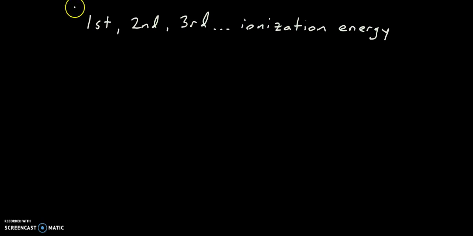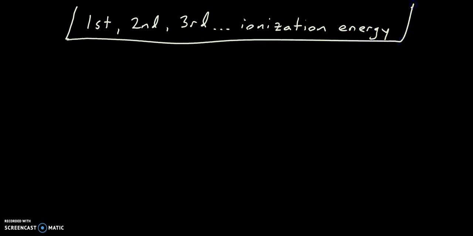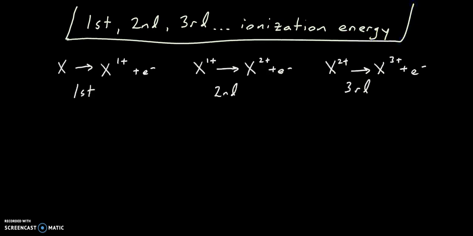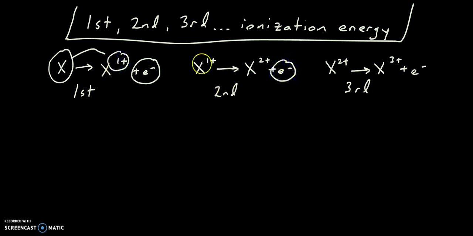We're going to take a look at the pattern we see in the first, second, and third ionization energies for atoms. The first ionization energy is removing a single electron from a neutral atom and converting the atom into a 1+ ion. Second ionization energy is removing a second electron from something that's now 1+, turning that into a 2+ ion. And the third ionization energy is removing a third electron from something that is now a 2+ ion, converting it into a 3+ ion.